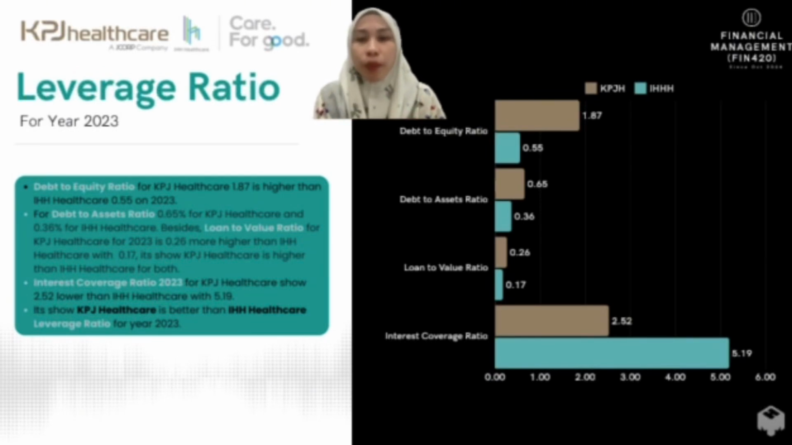The debt to equity ratio for KPJ Healthcare, 1.87, is higher than IHH Healthcare, 0.55, in 2023. For the debt to asset ratio, KPJ Healthcare is higher at 0.65 compared to IHH Healthcare at 0.36. For the loan to value ratio, KPJ Healthcare is higher at 0.26 compared to IHH Healthcare at 0.17. It shows IHH Healthcare is better than KPJ Healthcare in leverage ratio for the year 2023.